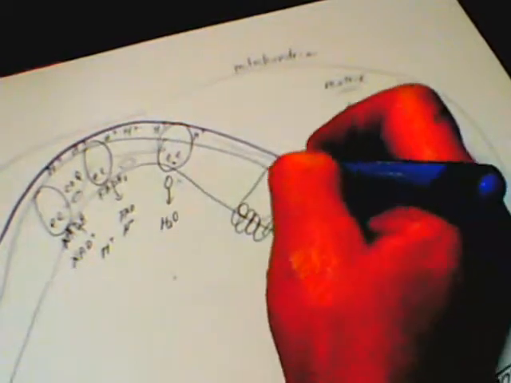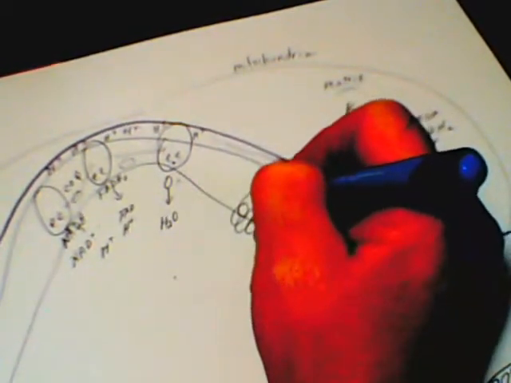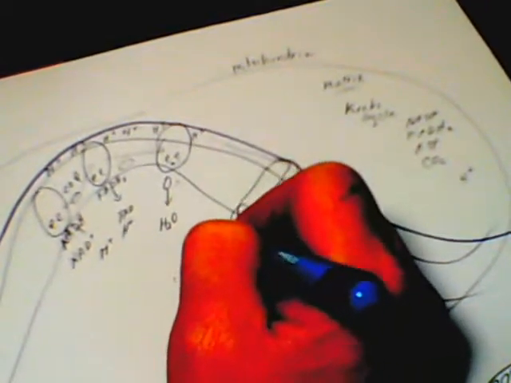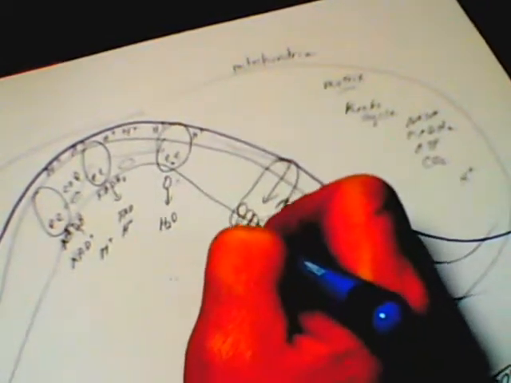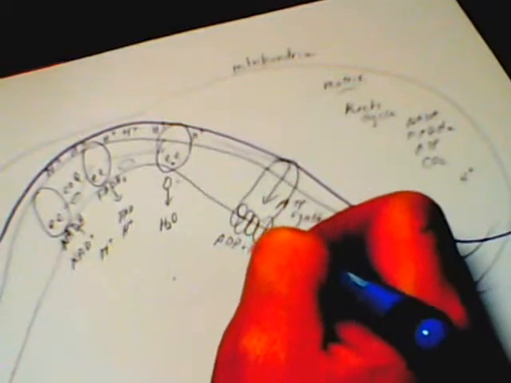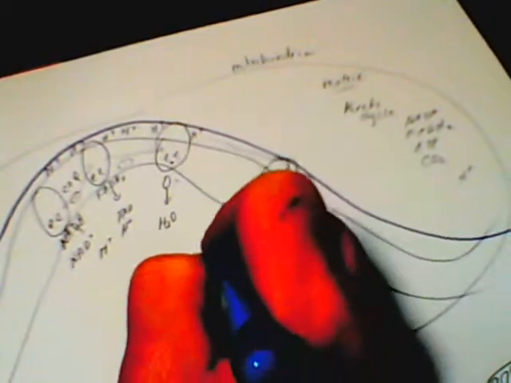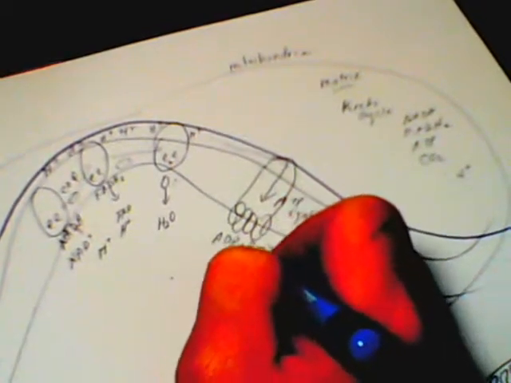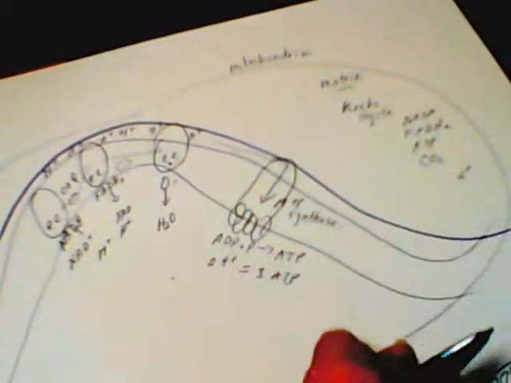But anyway, these hydrogen ions are going to go down ATP synthase, turn the rotor, and we're going to hook ADP up with some phosphate groups to make ATP. And the deal is that for every 2 hydrogen ions, you're going to get 1 ATP. It's going to be important in a second also.